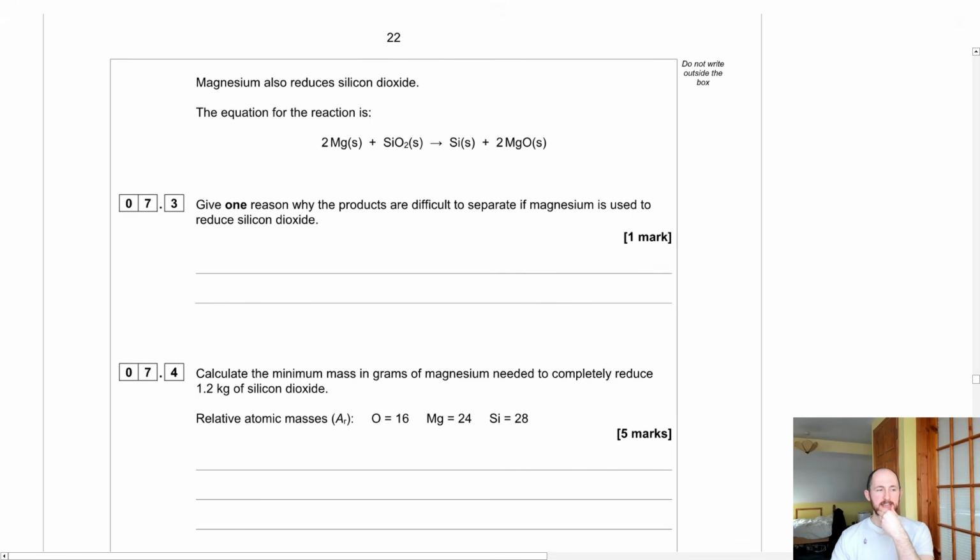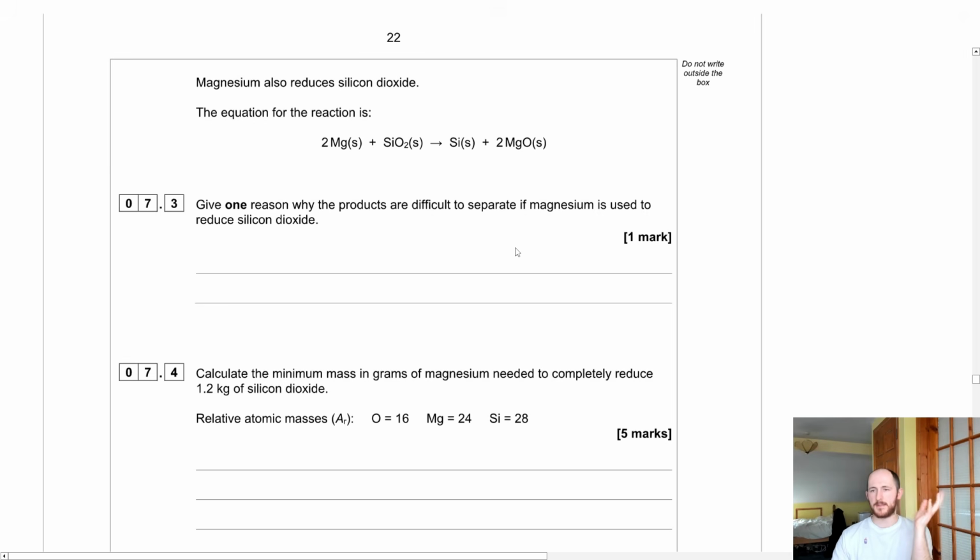And it gives us magnesium as well. So, magnesium also reduces silicon dioxide. The reaction is 2 magnesium atoms and silicon dioxide makes silicon and 2 magnesium oxides. Give one reason why the products are difficult to separate if magnesium is used to reduce silicon dioxide.